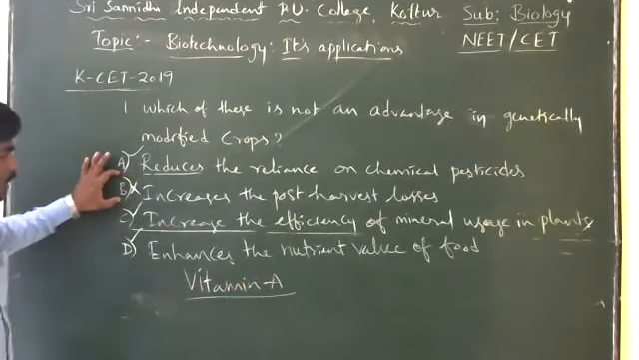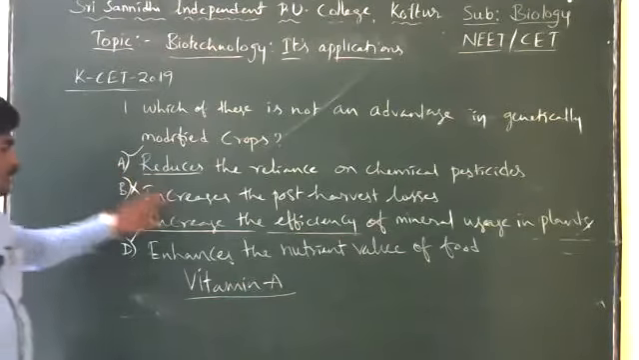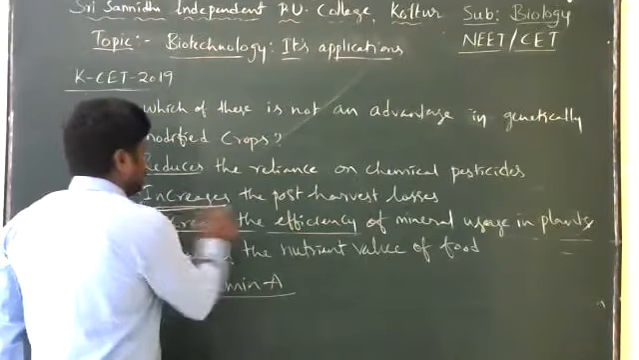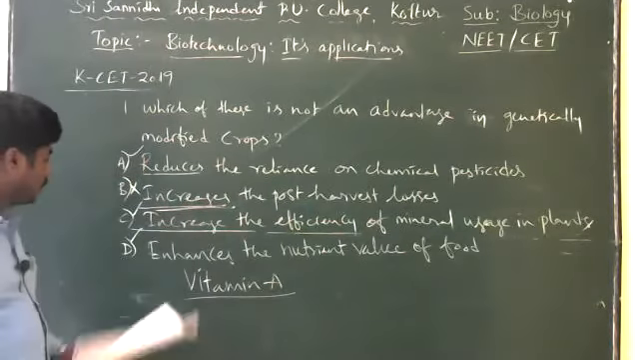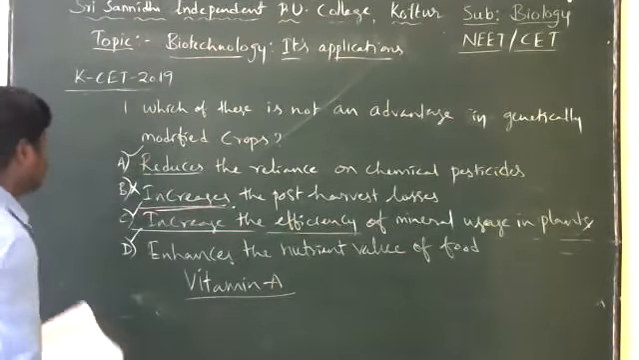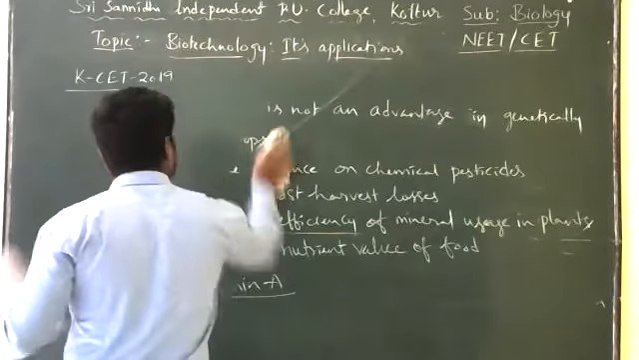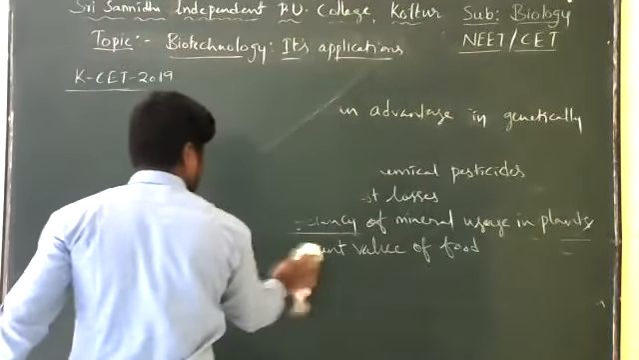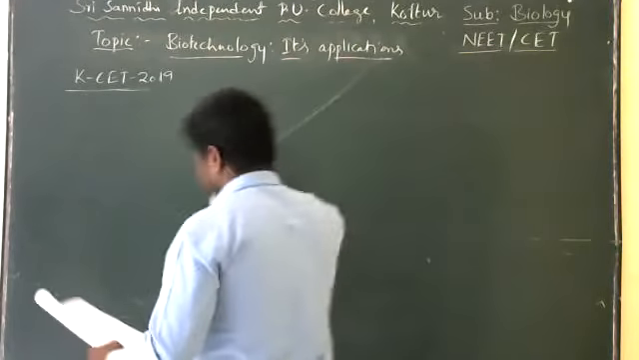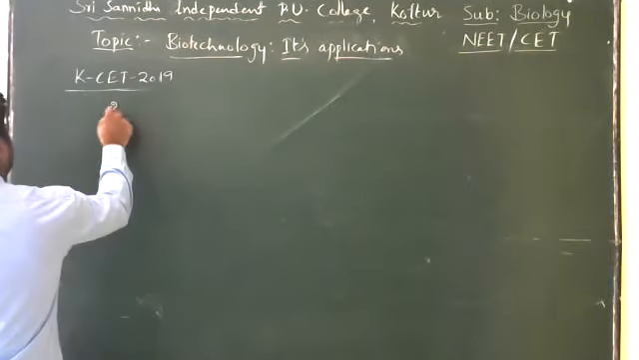So here, the non-advantage of genetically modified crops is increase the post harvest losses. That is wrong, it does not increase. So answer B. Next, we will see the next question. Second question.